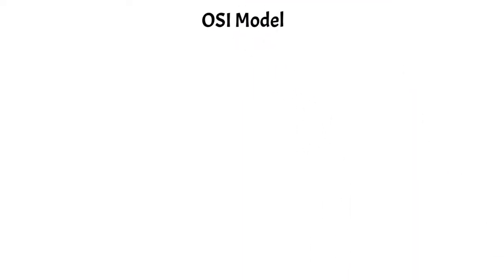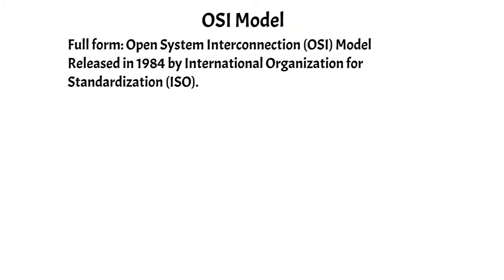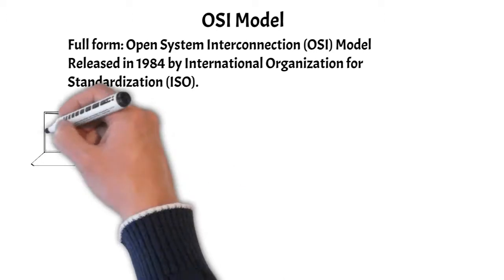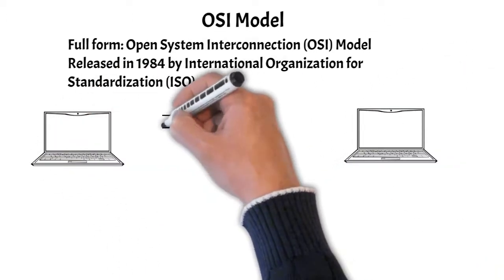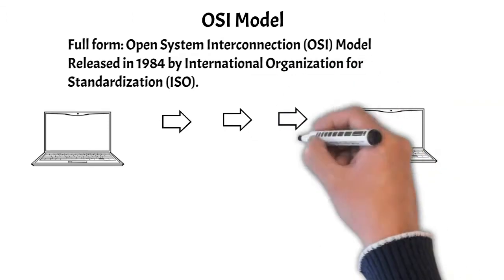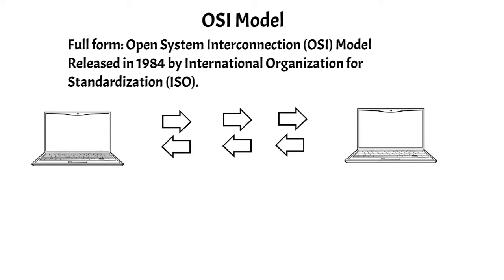What is the OSI model? OSI stands for Open System Interconnection. It was released by the International Organization for Standardization in 1984. It is a reference model that describes how information from an application in one computer moves through a physical medium to the application in another computer.